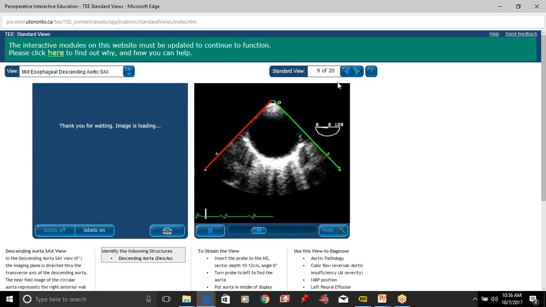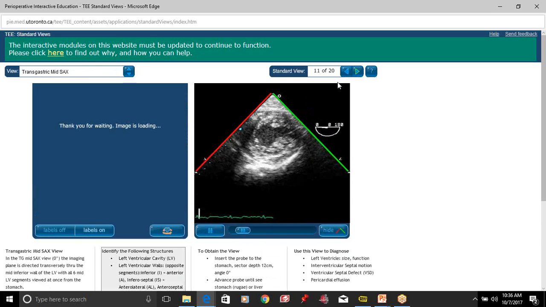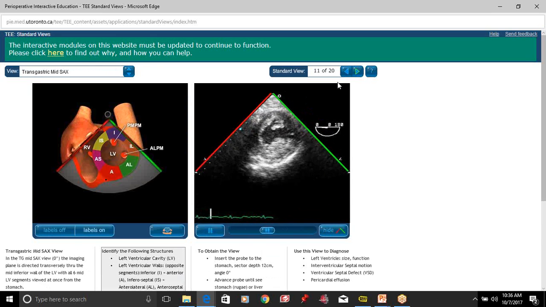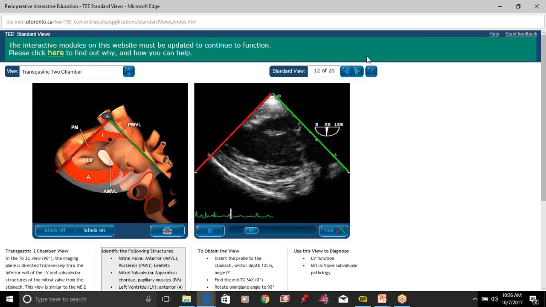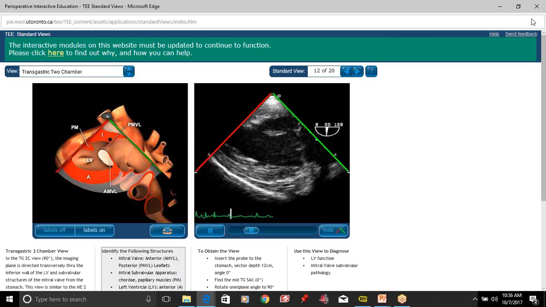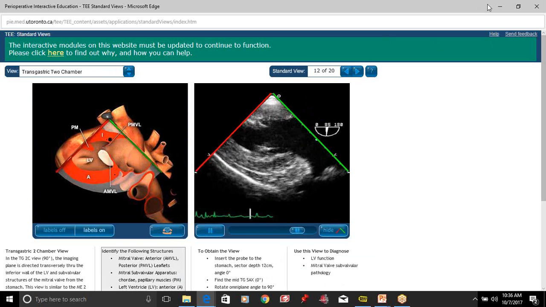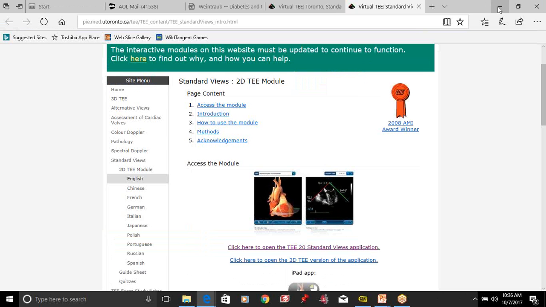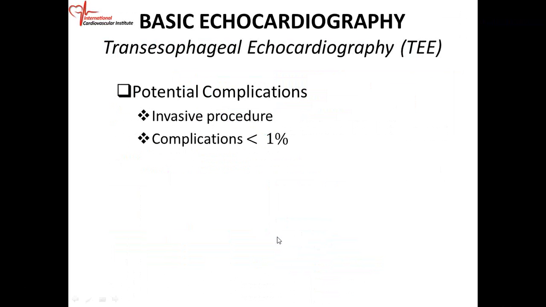Somewhat know your bicaval view, and then the descending aorta, because if they're going to give you a dissection, it's usually going to be a descending aorta. The transgastric view, you have to know that, and then your transgastric two-chamber view. So those views are very, very important in order for you to make any meaningful assessment of what's going on, because you can't talk about pathology unless you have an idea where stuff is located.